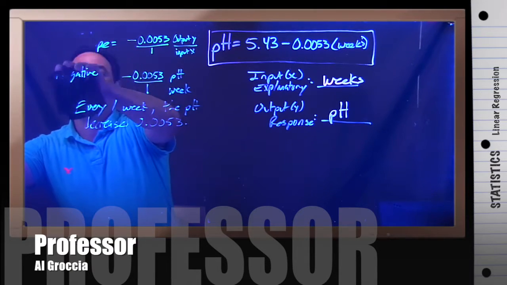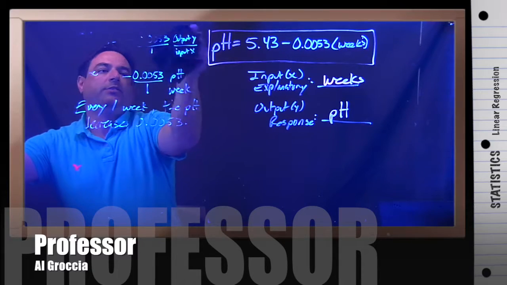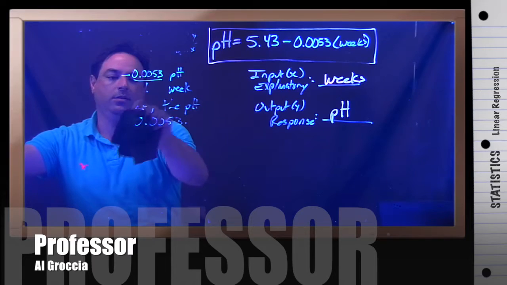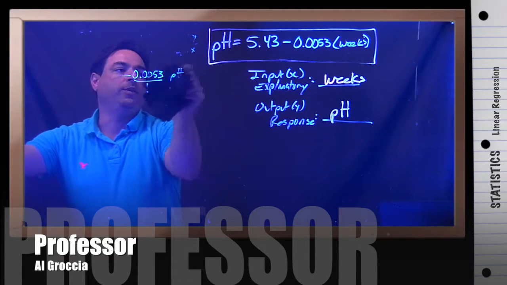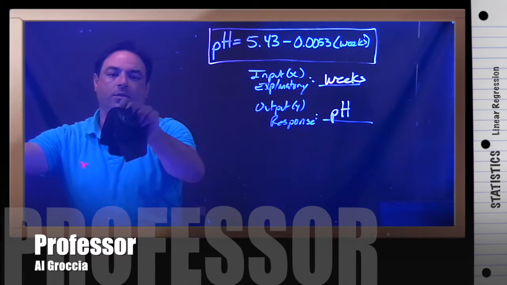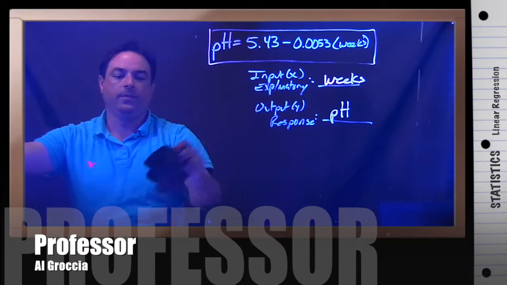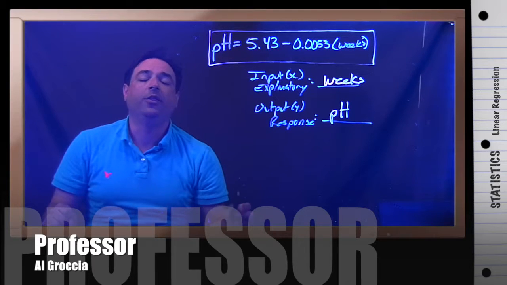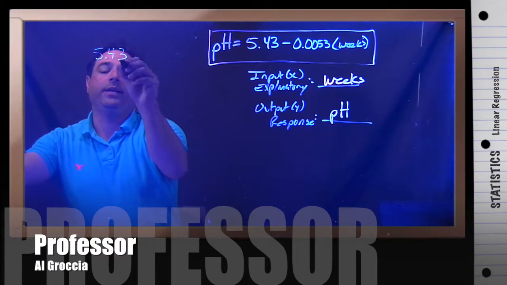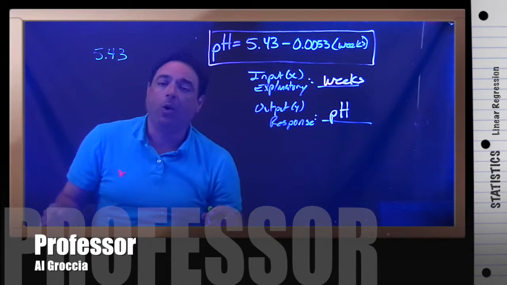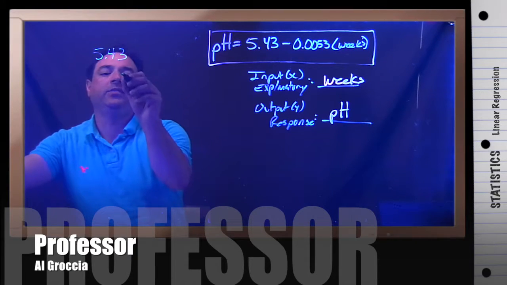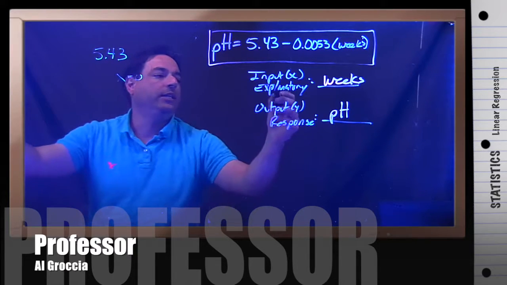Now we're going to talk about the y-intercept. So if you look at our equation, the y-intercept in this problem is 5.43. So looking at our linear equation, the y-intercept would be 5.43. Now remember the definition of a y-intercept. A y-intercept is when x is 0. X is 0. And in this case, x is weeks.